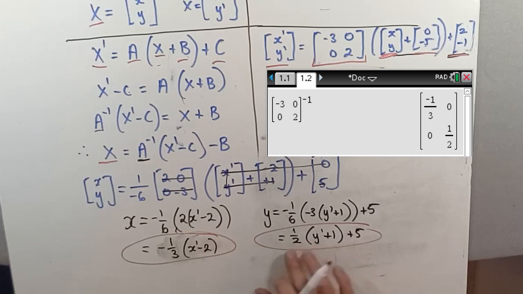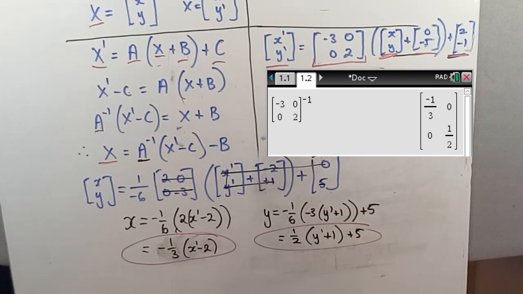Now that might have seemed like a long way to go about it. But you can get the inverse matrix on your CAS, and you can put that straight in and get these equations straight out very easily on your CAS. Okay, and that's it for today.